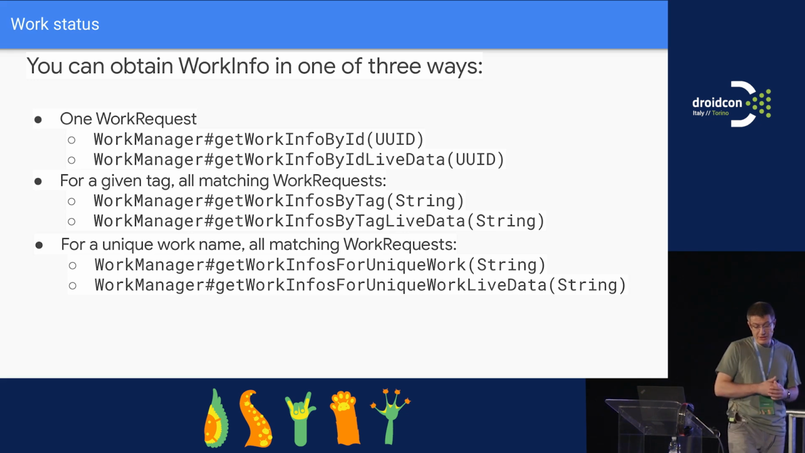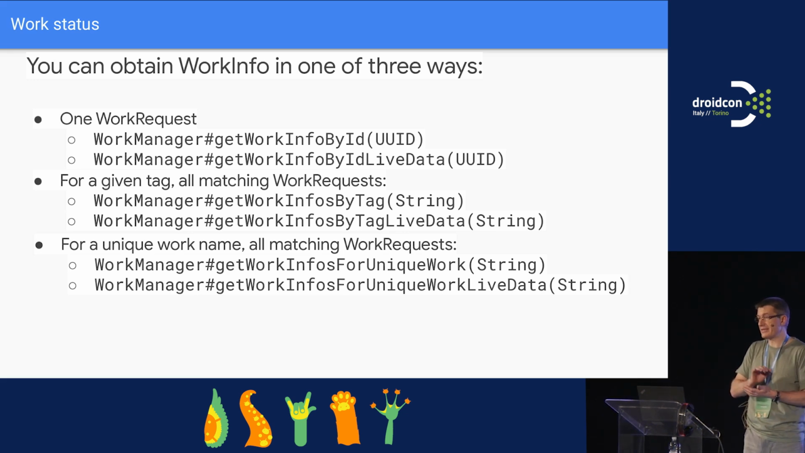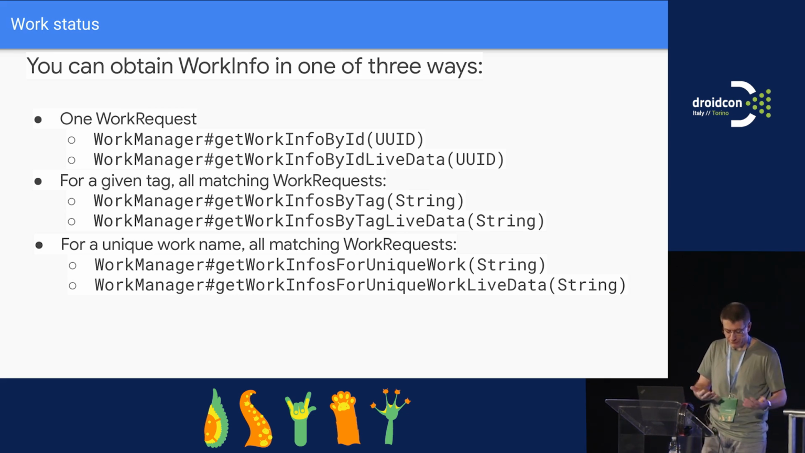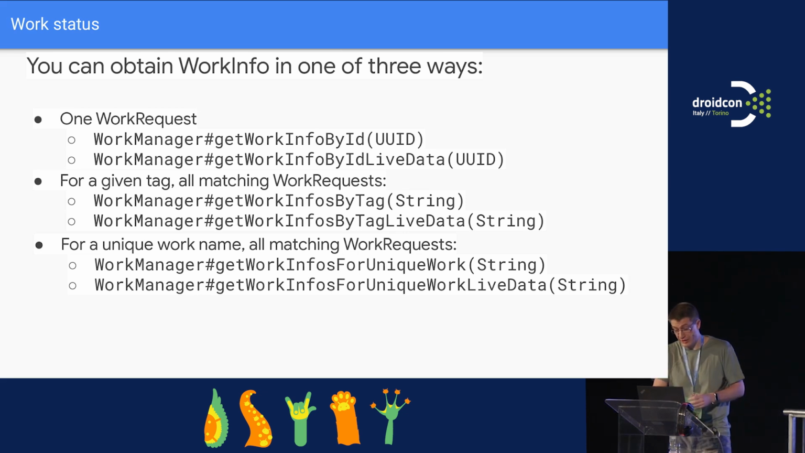The last option is to get by unique work name. A unique worker is defined by a unique string, so we can request the WorkInfo based on this unique work string.